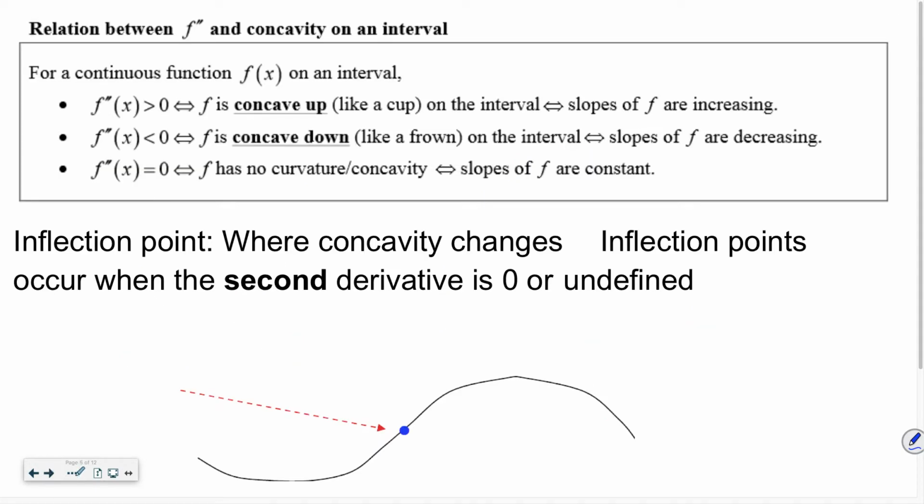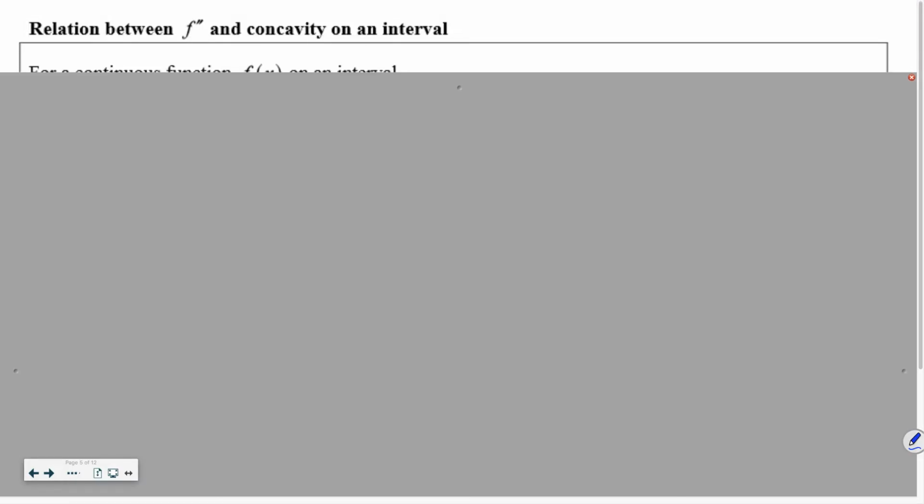Ooh, let's go ahead and do this. Okay, so this is what we need to know.